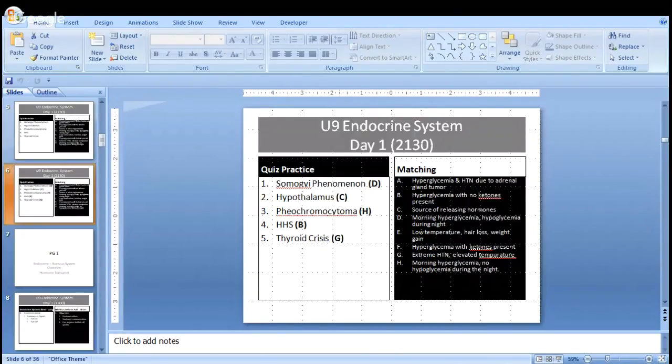HHS is another syndrome that goes with DKA. DKA is hyperglycemia with what? With ketone release, right? Ketone bodies. Hyperglycemia with ketone bodies is DKA. Hyperglycemia with no ketones present is HHS.